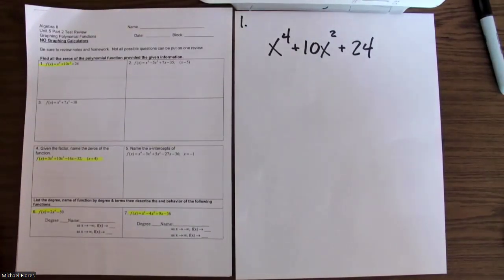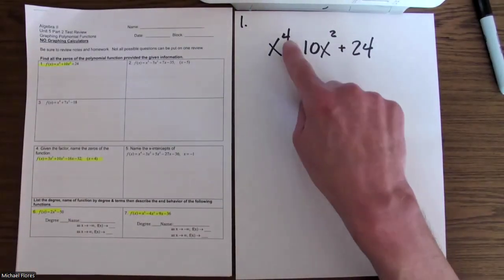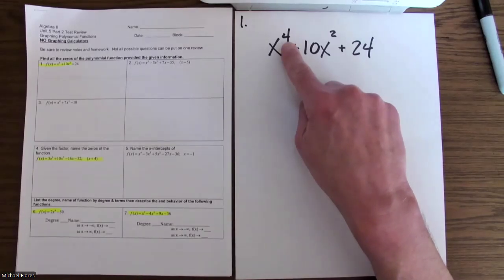I'm going to go over select problems here, starting with example 1, where they want you to find all the zeros of the polynomial function provided the given information. But I'm going to expand on these problems whenever I can. So for example, you're going to need to know what degree polynomial this is. And in that case, it's fourth.